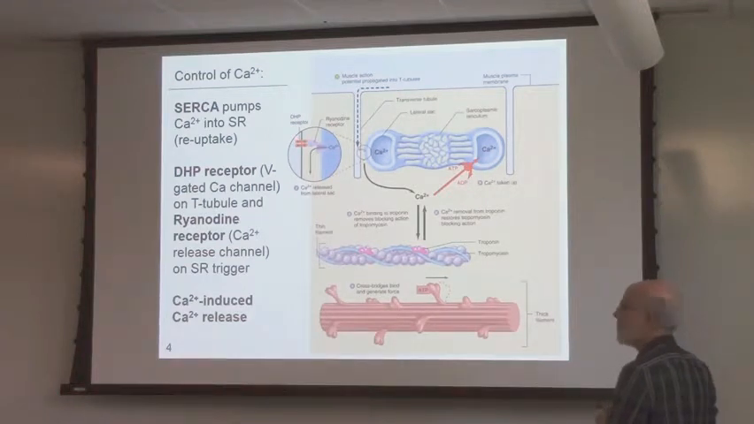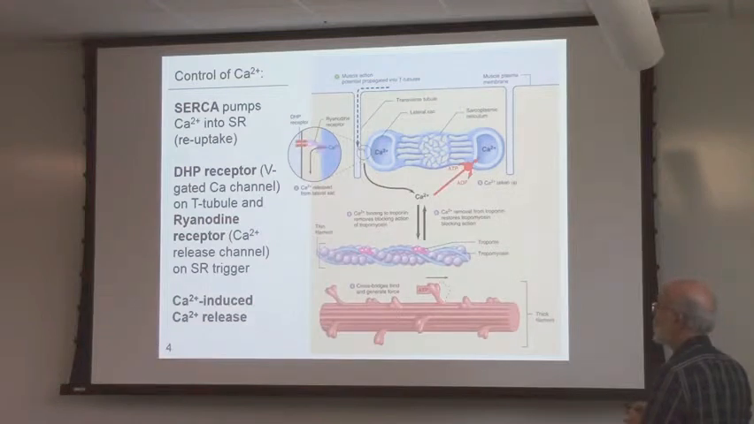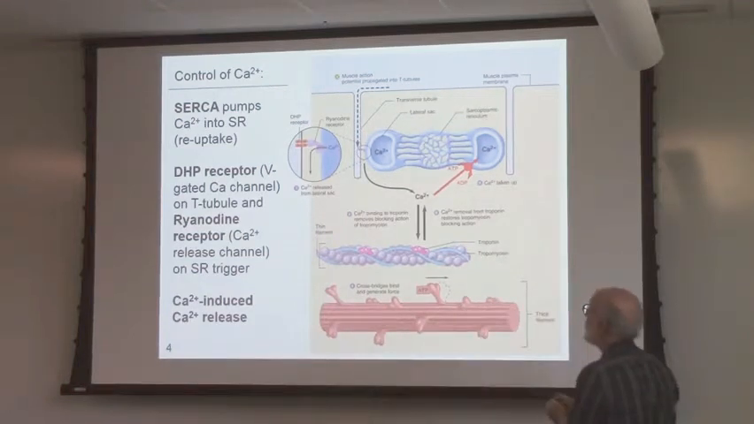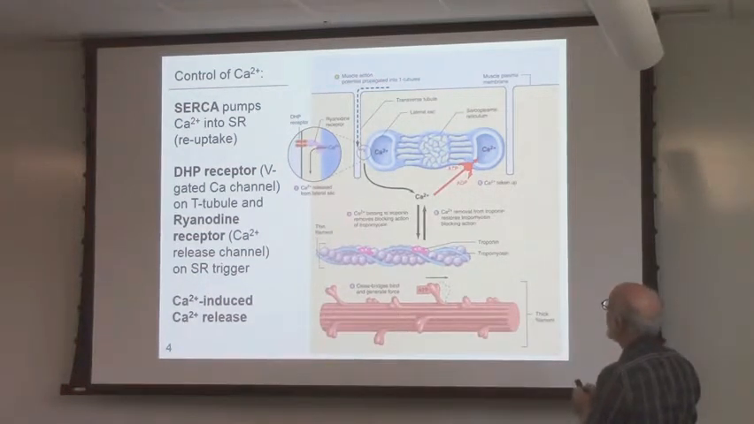In skeletal muscle, it's a physical connection. In heart, it's different. In cardiac muscle, there is no physical connection, so this cartoon is wrong for heart. What happens is the dihydropyridine receptor is, in fact, a calcium channel, and calcium flows in through the dihydropyridine receptor. So it flows from the extracellular space, right? This is extracellular, this is extracellular, this is where calcium is relatively high.